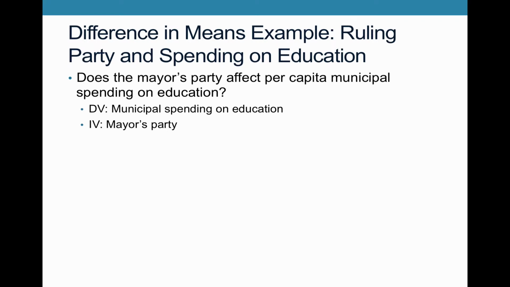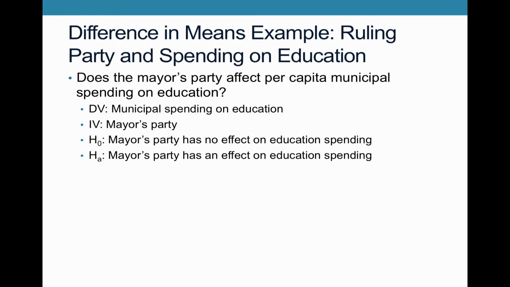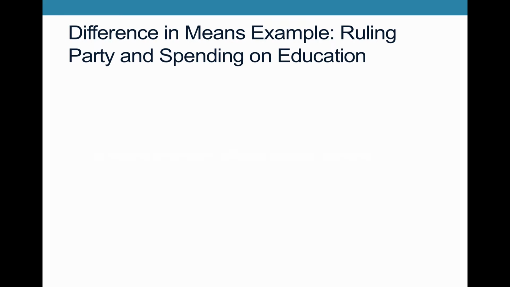Just note here, the dependent variable is a ratio variable, because it can range from 0 on up. And the independent variable is a categorical or nominal variable. The null hypothesis in this scenario is that the mayor's party has no effect on spending for education. That even if you observe something in the sample, in practice, in the population, there is no effect. Versus an alternative hypothesis, which is that the party has an effect on education spending. So we've set up the components of our hypothesis test here.